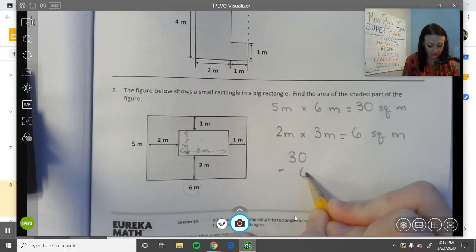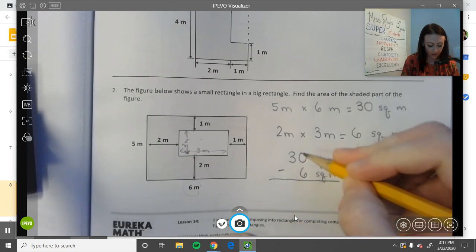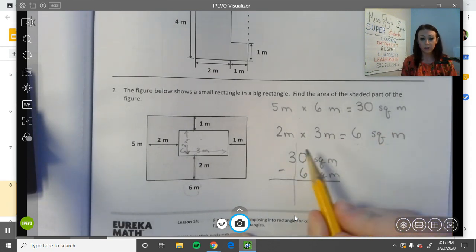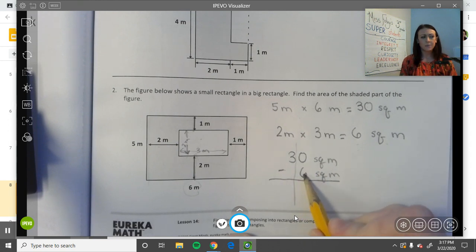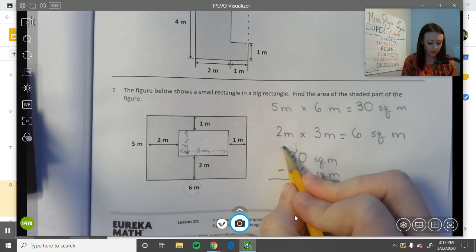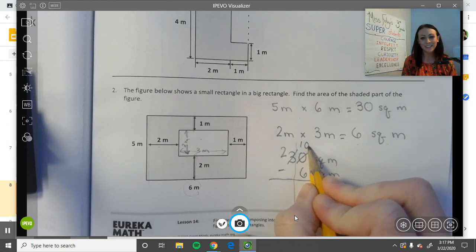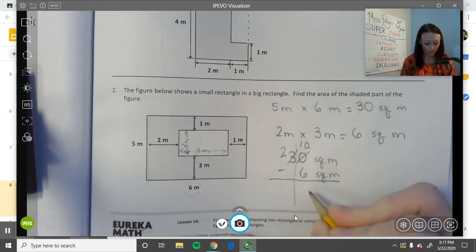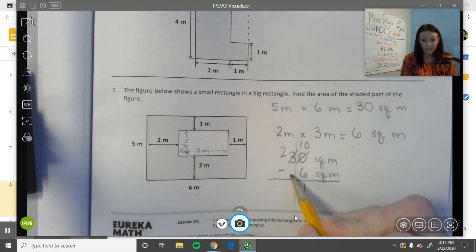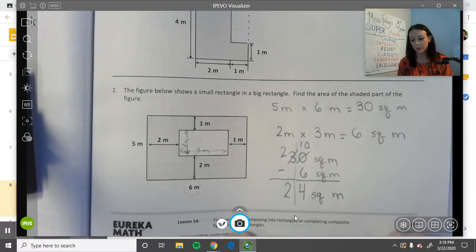30 minus 6. I'm going to pop my labels on there. And I'm going to be thinking of my thumb checks as I subtract along the way. 0 minus 6. I see more on the floor here. So when there's more on the floor, I need to go next door and get 10 more. So that 3 becomes a 2. 0 becomes a 10. Now there's more on the top. No need to stop. 10 minus 6 is 4. And 2 minus nothing is 2. I'm going to bring my labels straight down. And I'm left with 24 square meters.